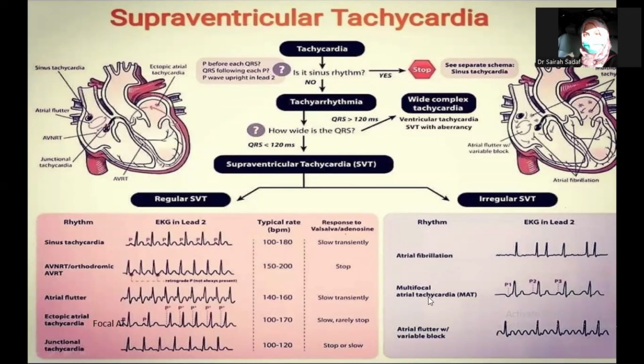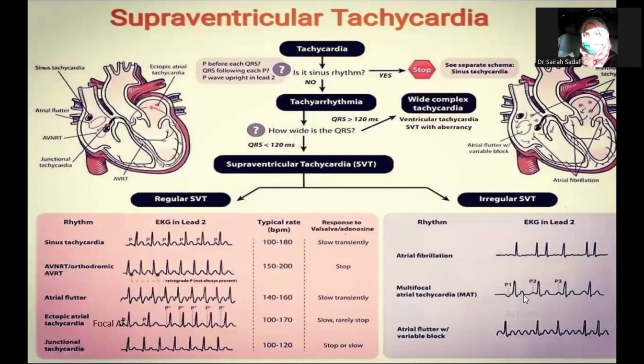As the name indicates, multifocal means with every complex there will be a different shape of the P wave. Multifocal atrial tachycardia. First of all, just focus on the name. Atria is related to the P wave. Multi means many faces, many shapes, morphologies. So every time there will be a different P wave: inverted, this, that, upper, lower, whatever. Different morphology P waves. That is multifocal atrial tachycardia.